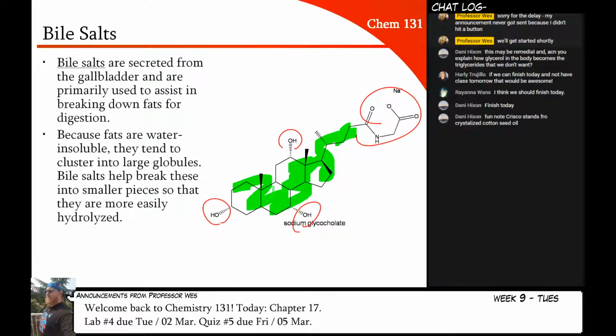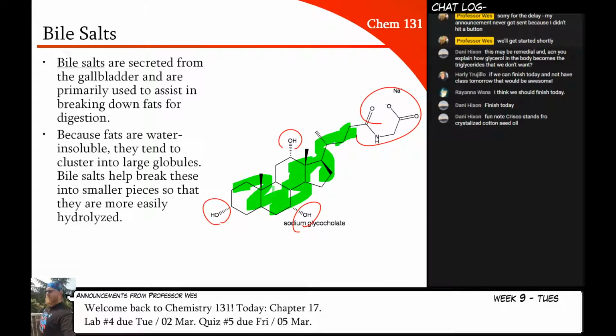Now, if you had a bunch of micelles of fatty acids in your stomach, then they would just pass straight through you. The water-insoluble parts would all point towards the center of the micelle. The water-soluble parts would all point outward, and then no enzyme could really get into that. So what bile salts do is they tend to break up those micelles.